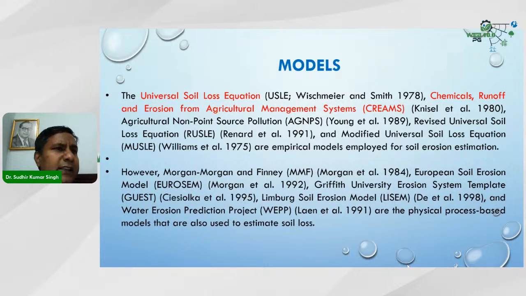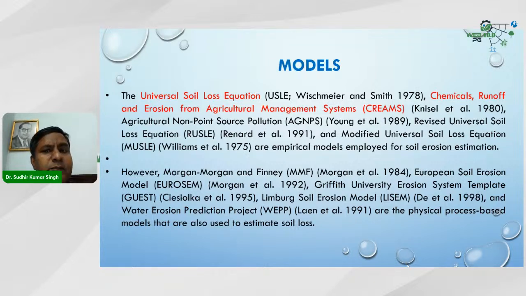So what are the models? How are we going to model this soil erosion? There are different types of approaches. Some are empirical approaches, some are process based approaches. As per my understanding, both approaches are good, depending upon the type of data we have and the accuracy with which we are going to predict or estimate. Depending upon our input data, our resources, and our requirement, we are going to choose different kinds of models.